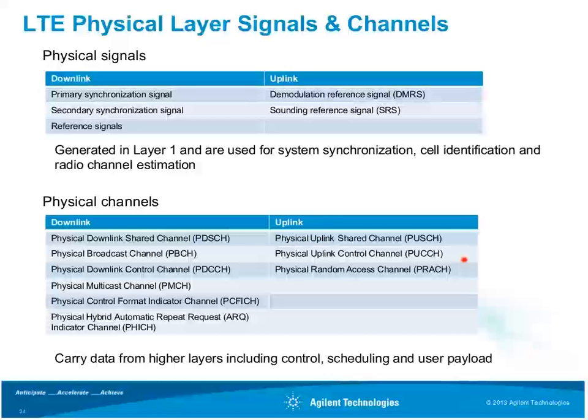Control channels, again, carry control information such as the scheduling requests, and in this case, the HARQ ACKs and NACKs. And then there's the random access channel, and what that channel does is initiate communication with the eNode B and carry preamble information, and it allows the eNode B to calculate the time delay to the UE and also identify it.